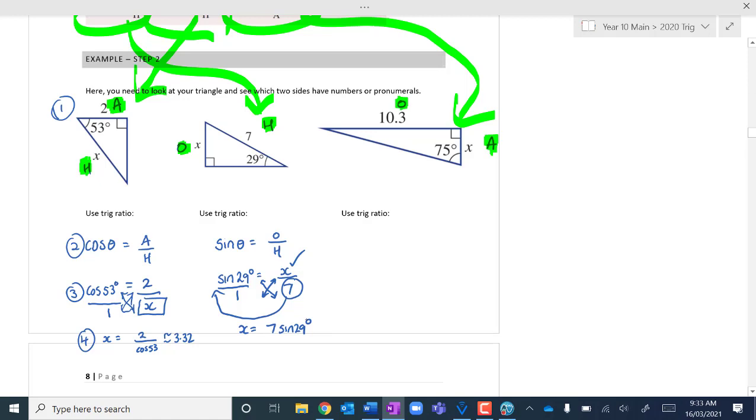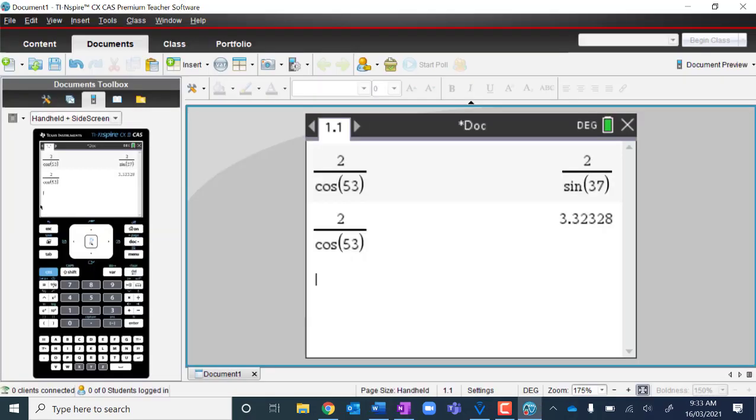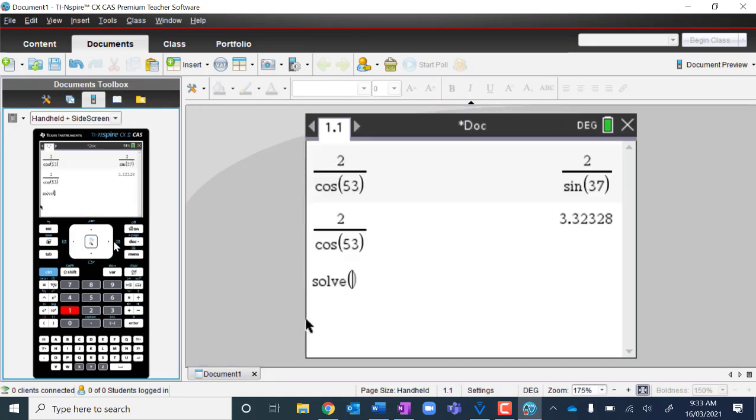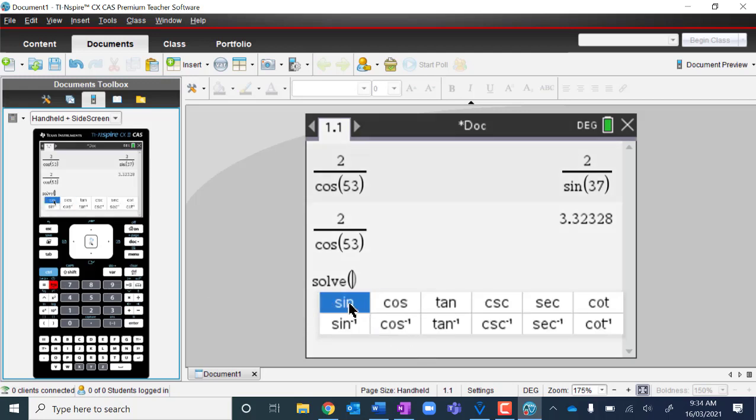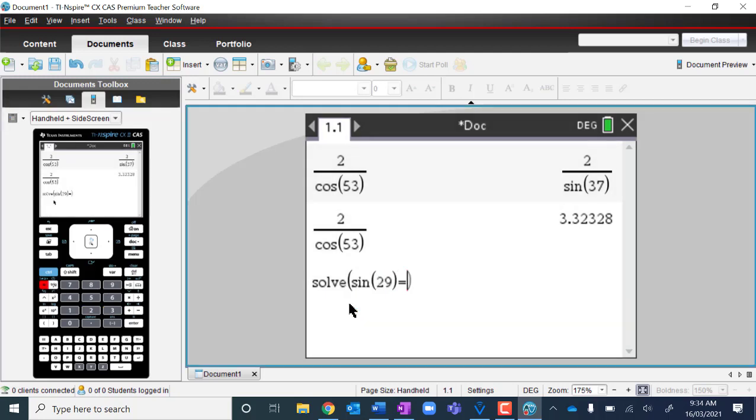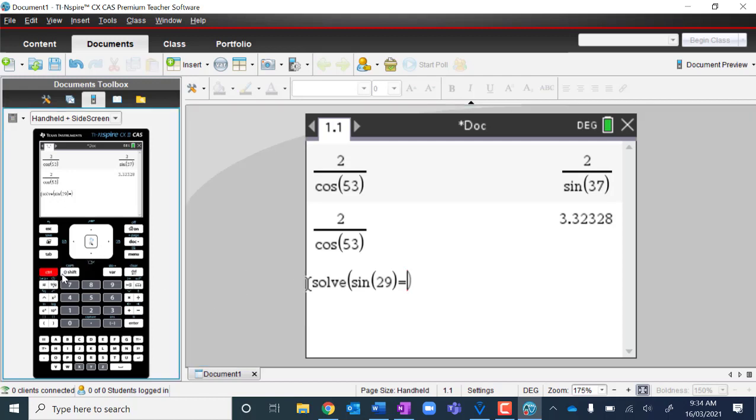7 sine of 29. Let's go over here. Now what I see a lot of students do is they use the solve function, which you could, but it's a waste of time. You could go menu 3-1. And remember, on the left-hand side we had sine of 29 degrees, and then we said that was equal to x over 7. Now, if you pressed enter, the calculator is going to spit it out, isn't it? Because it doesn't know what it's solving for. But what about if I was to do this, and let's go, comma x.